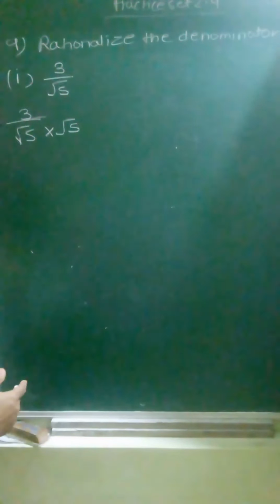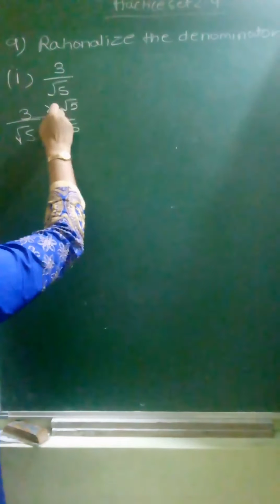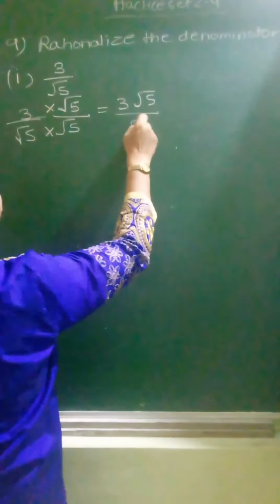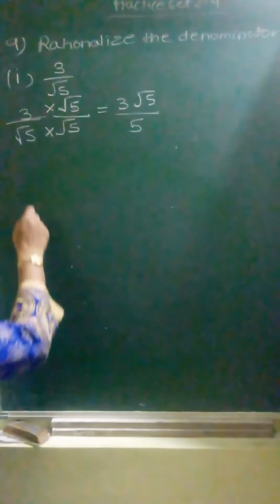But this is a rule. We have learned earlier that we cannot multiply the denominator alone by a specific number in a fraction. We have to multiply the numerator also by the same number. This is known to you. So here we are going to multiply this 3 also by square root of 5. So we will be getting 3 square root of 5 upon 5 as the final answer. Here we have converted the irrational surd at the denominator into a rational number. So we have rationalized the denominator.